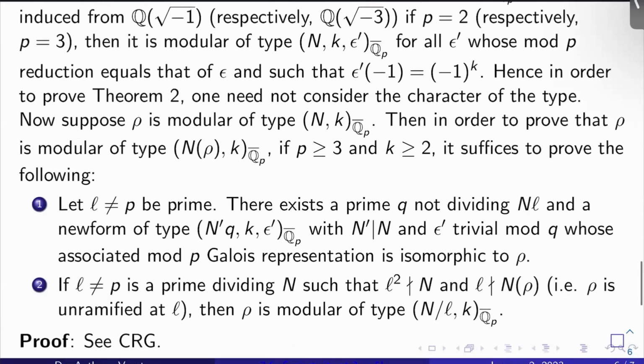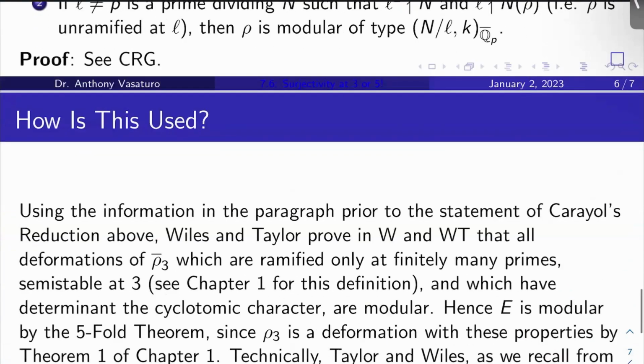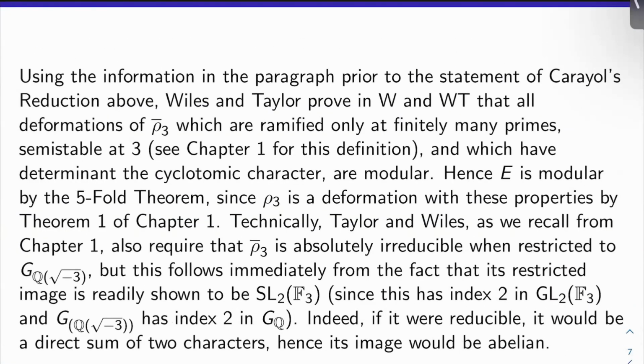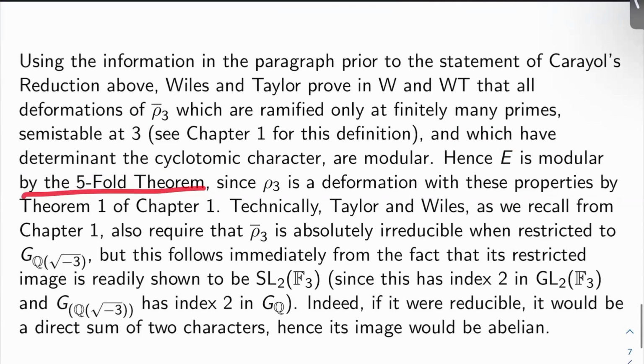All right, so how is this used? Well, we'll see this in use a couple of times, but if you use the information in the paragraph prior to the statement of Kerios' reduction above, so the slides just prior, Wiles and Taylor prove in Wiles's and Taylor-Wiles's papers, the original proofs of Fermat's theorem, that all deformations of rho bar 3, which are ramified at only finitely many primes, semi-stable at 3, and which have determinant the cyclotomic character are modular. So we saw this back in chapter 1 of my notes. Hence, E is modular by the fivefold theorem, since rho 3 is a deformation with these properties by theorem 1 of chapter 1.